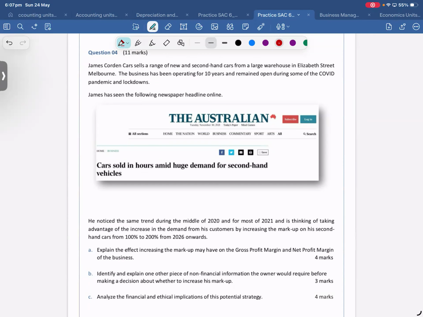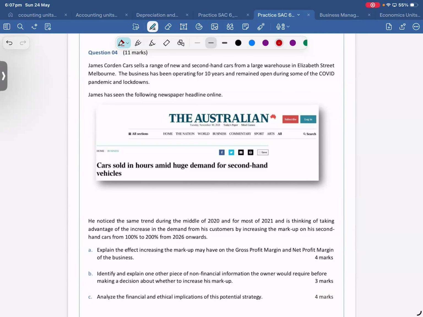Part A: the effect an increase in the markup may have on the gross profit margin and net profit margin. So what are the effects, guys? Gross profit margin will increase, and net profit margin can also increase. However, everything depends on the demand. If the demand continues with the higher selling price, then it will be better off. But because of the competition, if the customers find it more expensive, then the demand is going to drop, meaning our margins will drop.